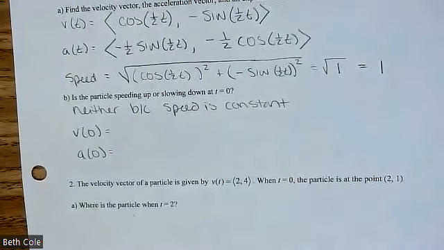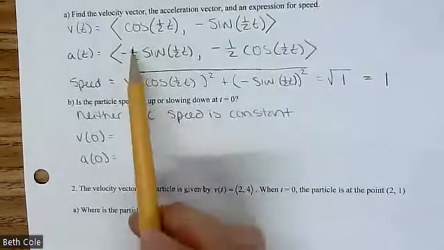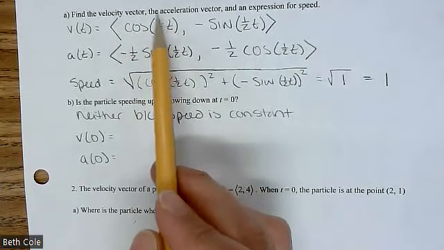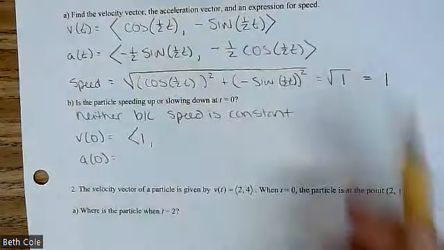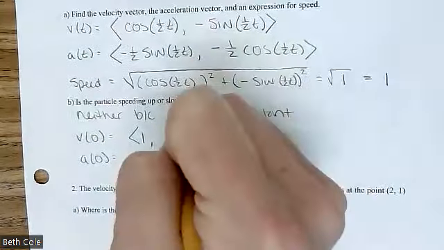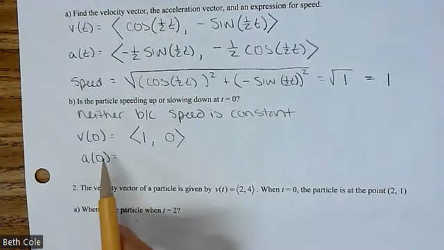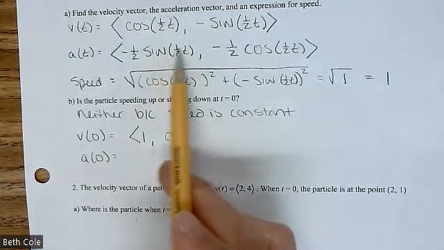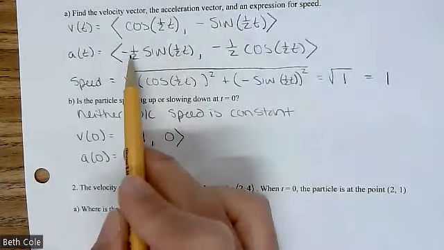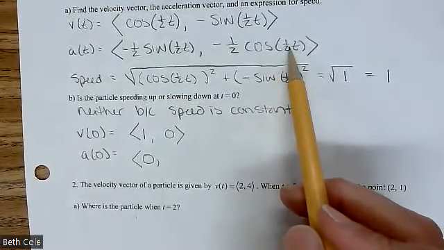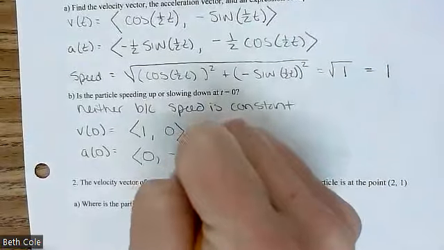Basically all the BC topics that we're doing here are still the same as they were in AB. It's just now you have a parametric equation. So it's really the only difference. So velocity at 0, we're going to plug in 0 right here. Cosine of 0 is 1, and then comma, sine of 0 is 0. And then same thing for acceleration. If you plug in 0, sine of 0 would just be 0, so times negative 1/2, that would just be 0. Here though, cosine of 0 is 1 times negative 1/2 would be negative 1/2.